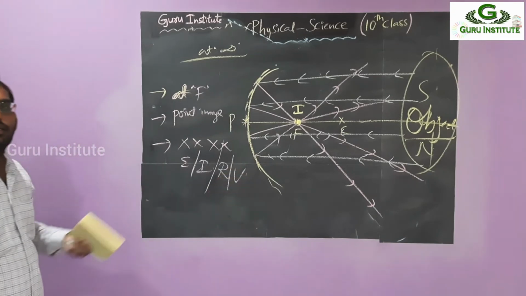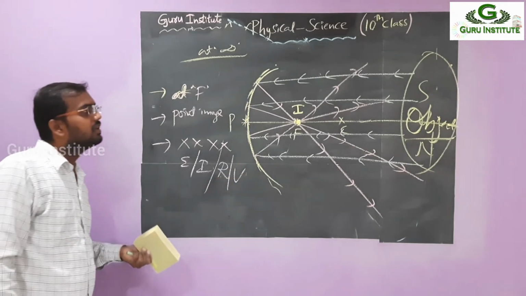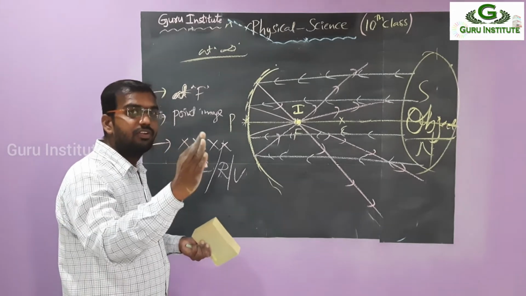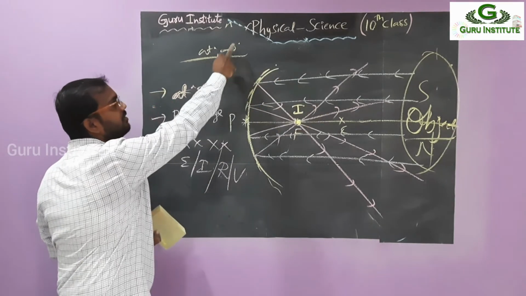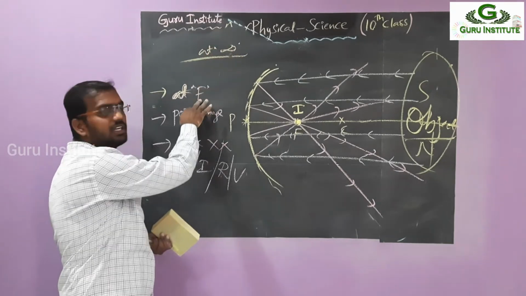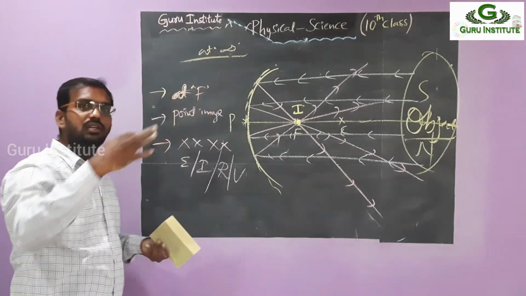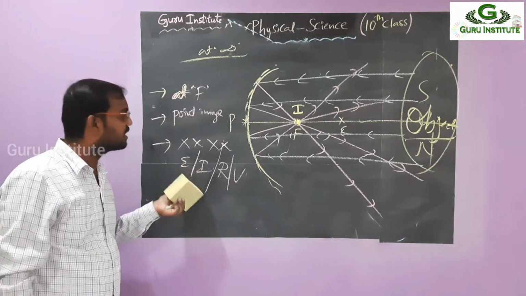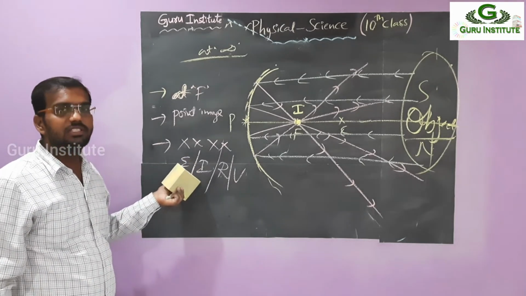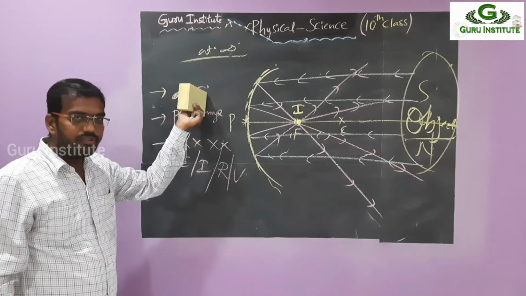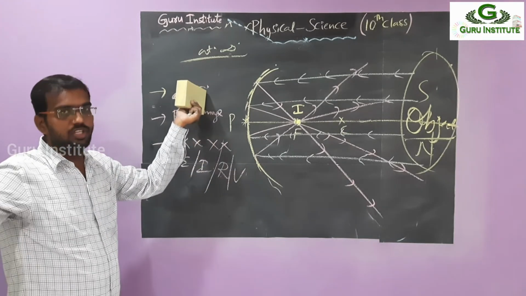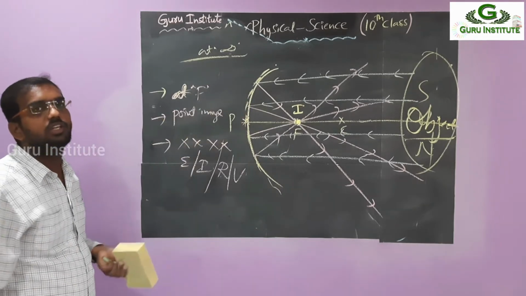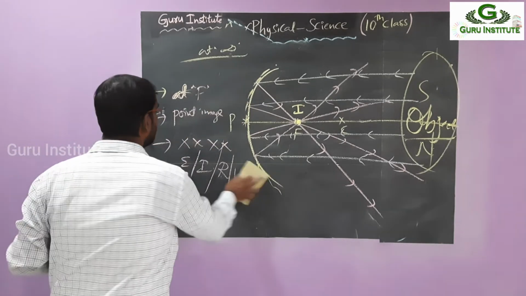It is vice versa for the object at F. If the object is at F, the image is at infinity. If the object is at infinity, the image is at F. In that case also, we can't say whether it is inverted or erect. But a small difference is, if the object is at F, the image is enlarged. But if the object is at infinity, the image is a point image. So these are the total 6 cases for the concave mirror.